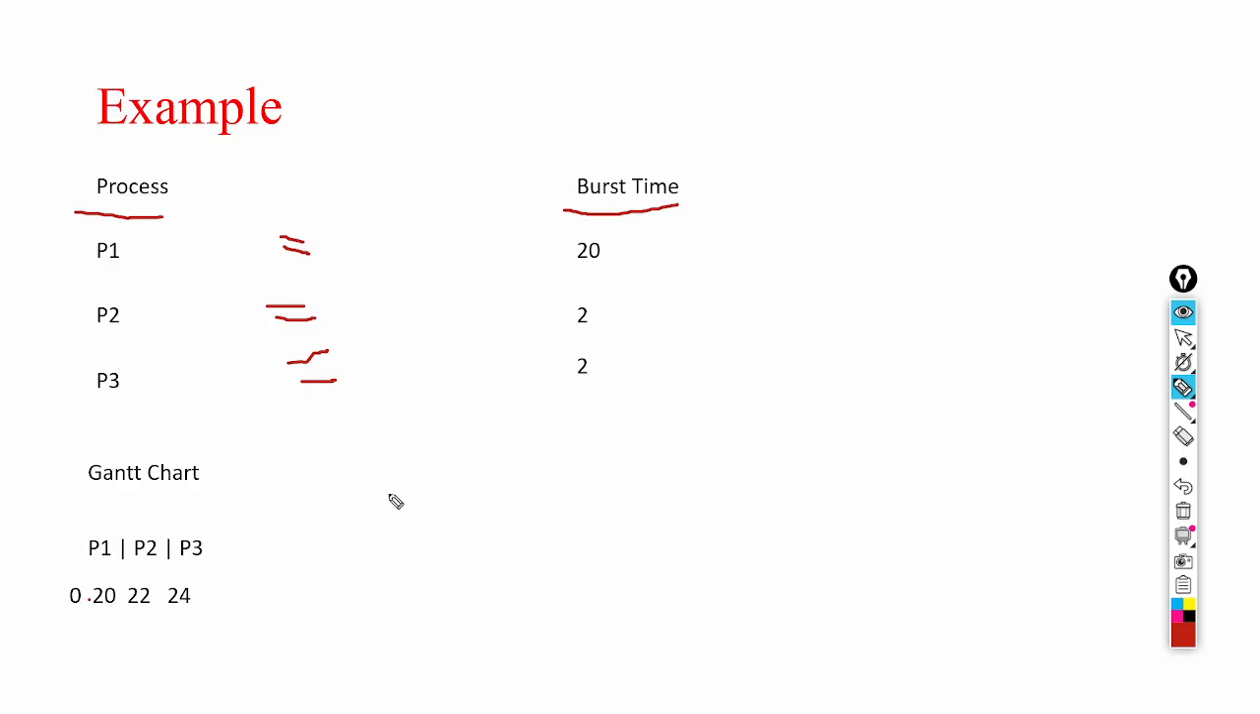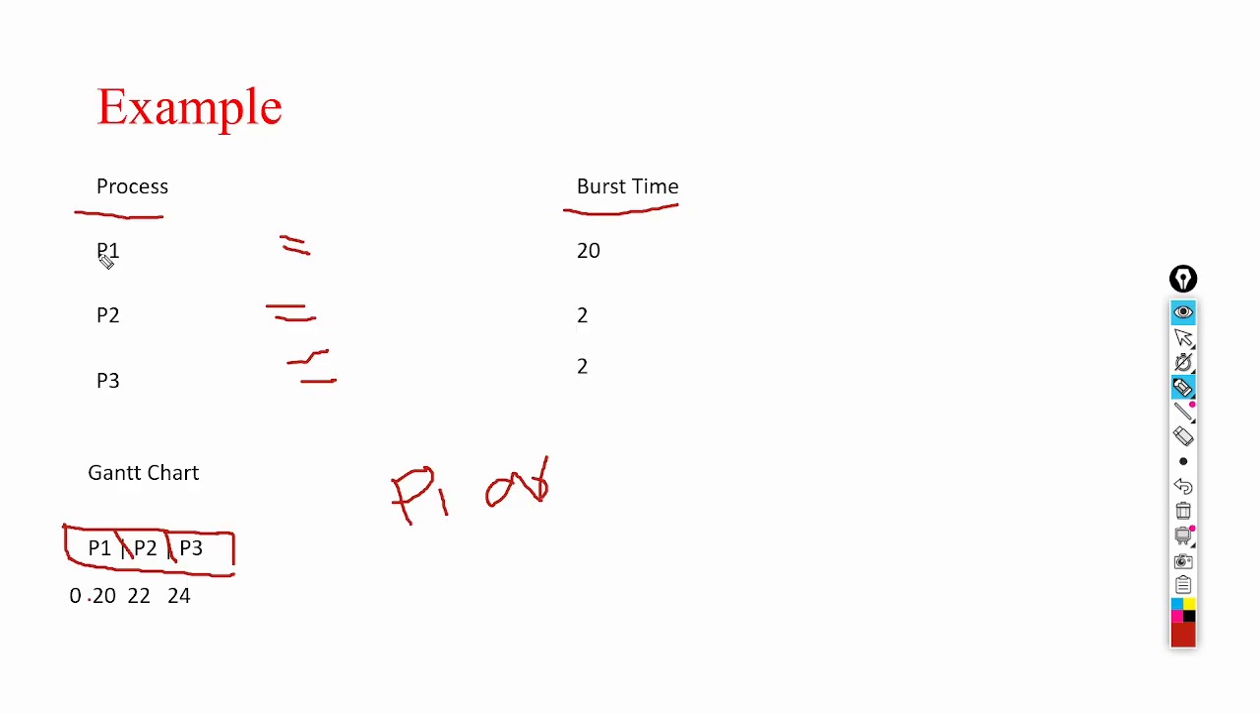Here, what is the first process? P1 is the first process. P1 arrives first, so it will go to the CPU first. This is the chart for the FCFS, which we call a Gantt chart. First P1 will go to the CPU, then P2 will go to the CPU, then P3 will go to the CPU. So this is the execution order.